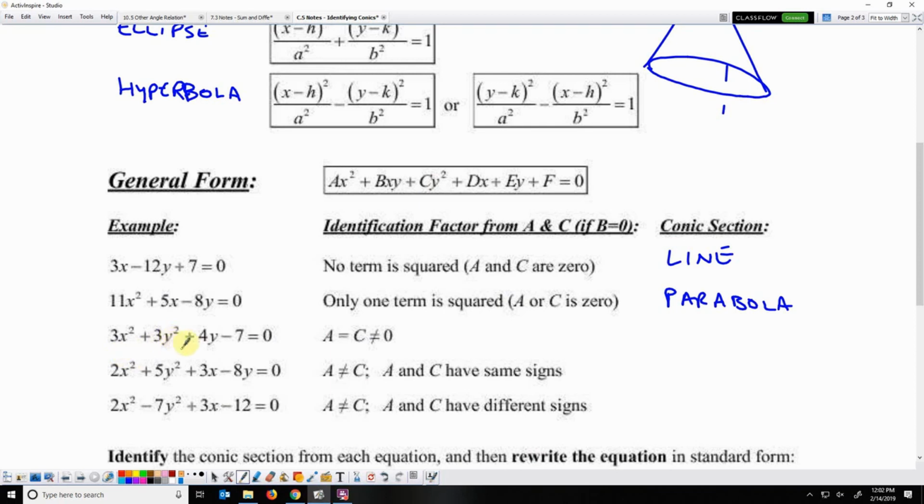Next, 3x squared plus 3y squared plus 4y minus 7 equals 0. So this time both squared terms exist, and they both have the same coefficient. So a and c both exist. They're not 0, and they are the same as each other. That is a circle. They are both positive 3 in front of the squared terms. That makes a circle. Here both squared terms exist, but they're different, and they have the same sign. That makes an ellipse.